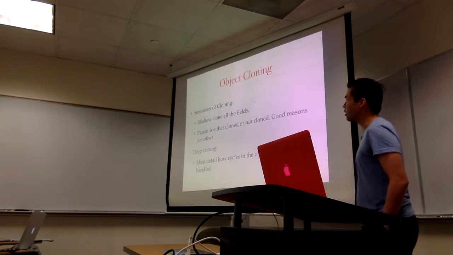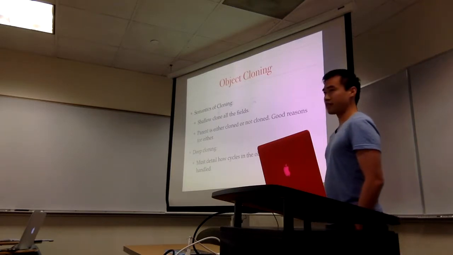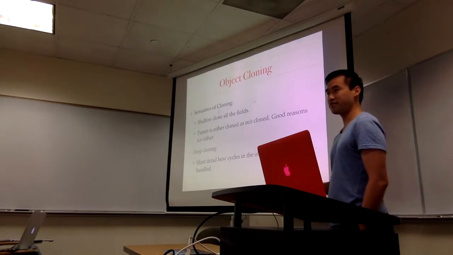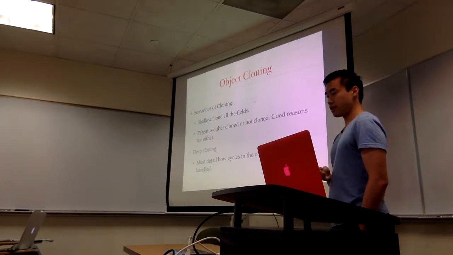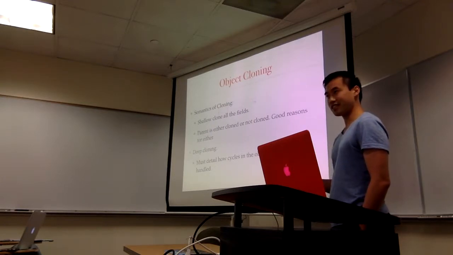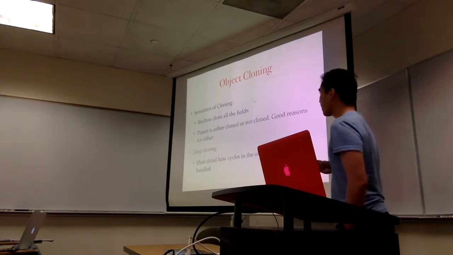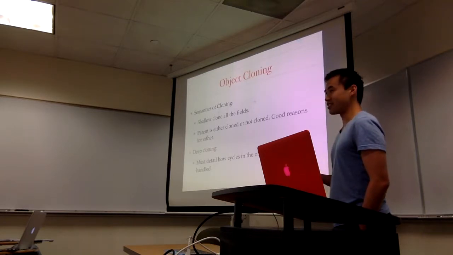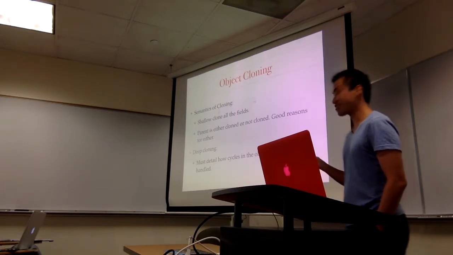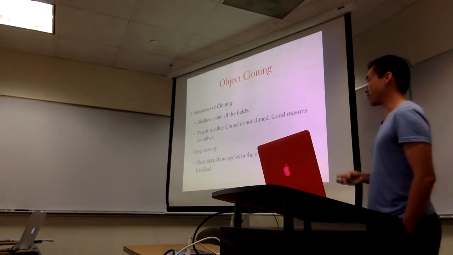A shallow clone is something where you don't recurse down the clone, you just copy the pointers in your subfields. So if you clone an object and you modify a child object through your reference to that object, then all your clone objects will also see the result. Is your parent cloned or not cloned? There's good reasons to do either. Various languages in history have done both, so I'm not going to penalize you for that.